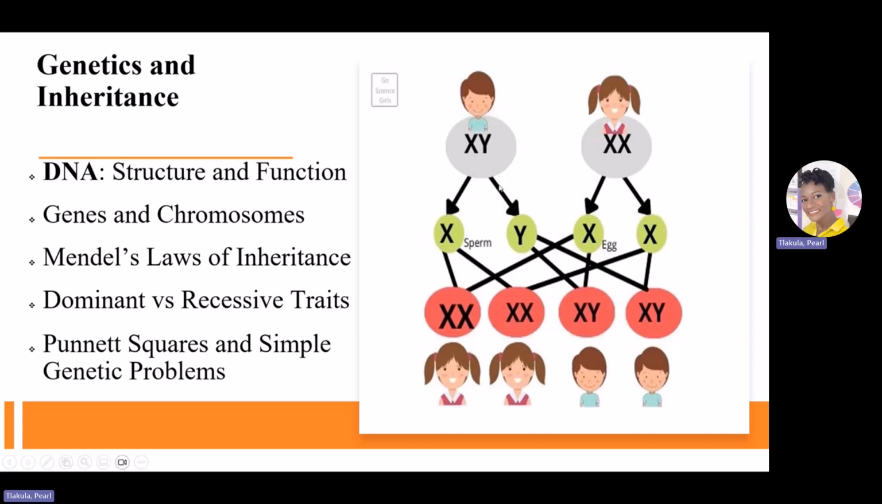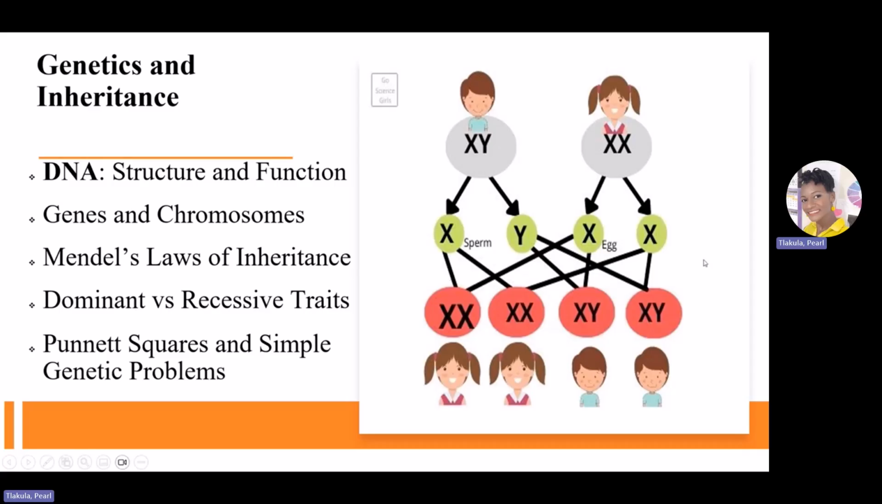So the male's reproductive system is the one that determines whether the baby is going to be a boy or a girl. But also the female contributes within that, even though it's an X and Y chromosomes. So within that, there are also what we call, remember, the recessive and the dominant.